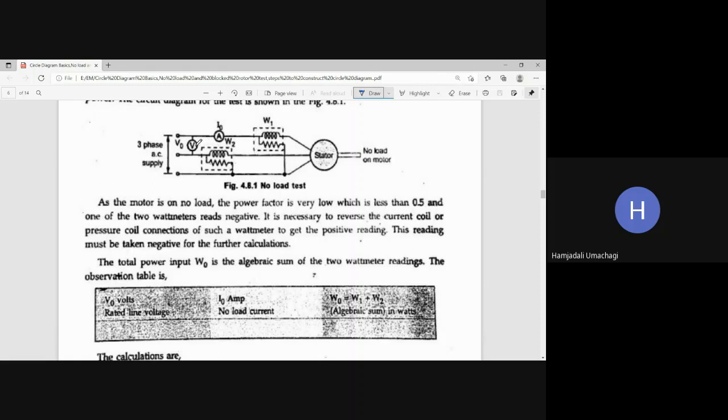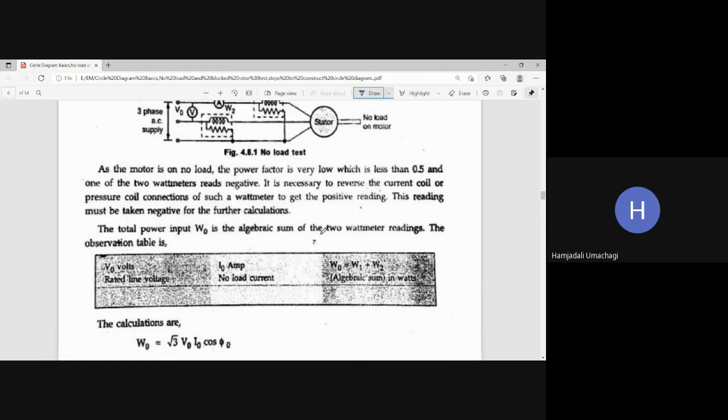So this is the no load voltage V naught, which you have to note down here. Then this is the no load current, which you have to note down here. Then W1 plus W2 is the algebraic sum of the two wattmeters. Okay, now let us see the calculation part from these readings.